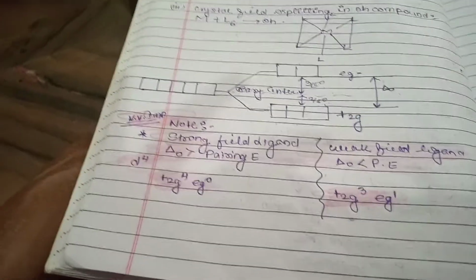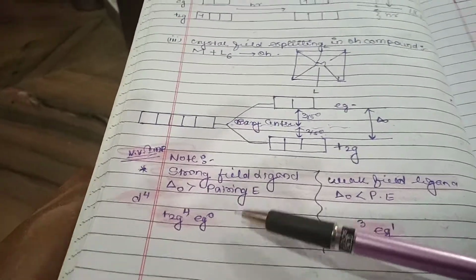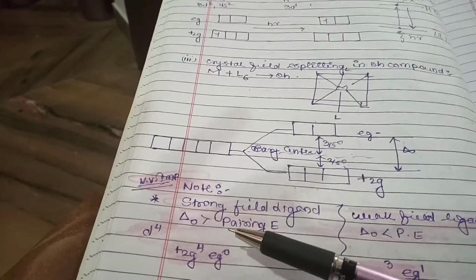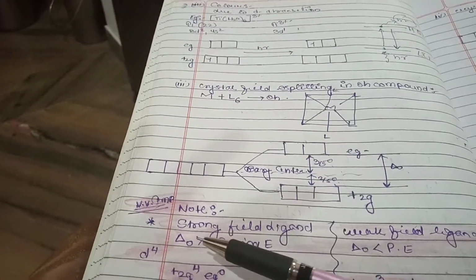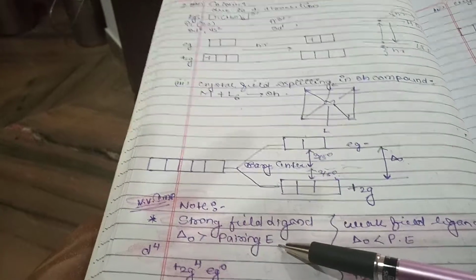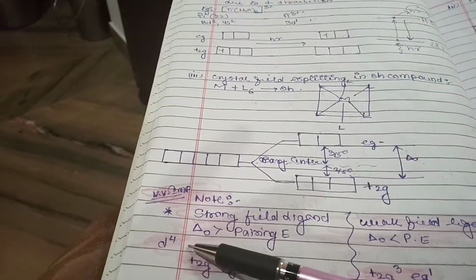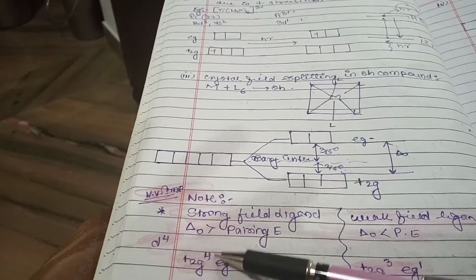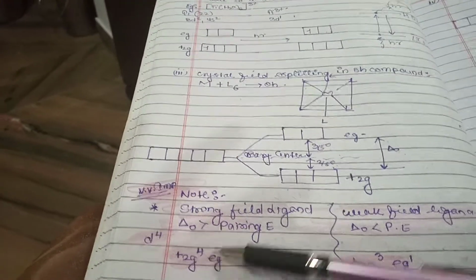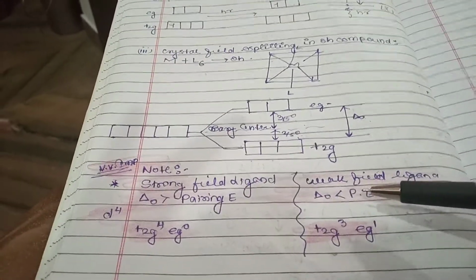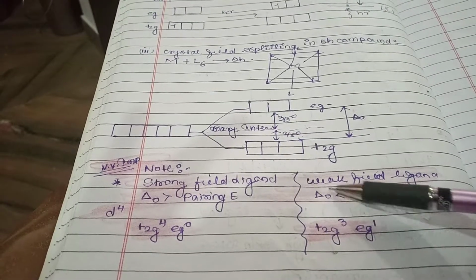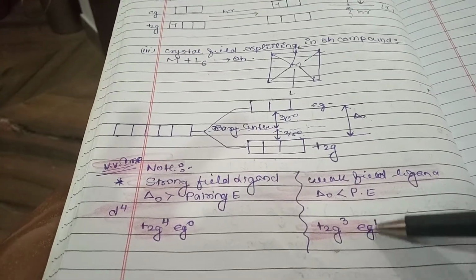Okay, one of the important board questions which has been asked several times in the board is that if in an octahedral complex, delta O value is greater than the pairing energy and the electronic configuration is d4, how will the electron filling be? Similarly, in case of d4 electronic configuration itself, if a complex has greater pairing energy than delta O, which type of electronic configuration will be there?